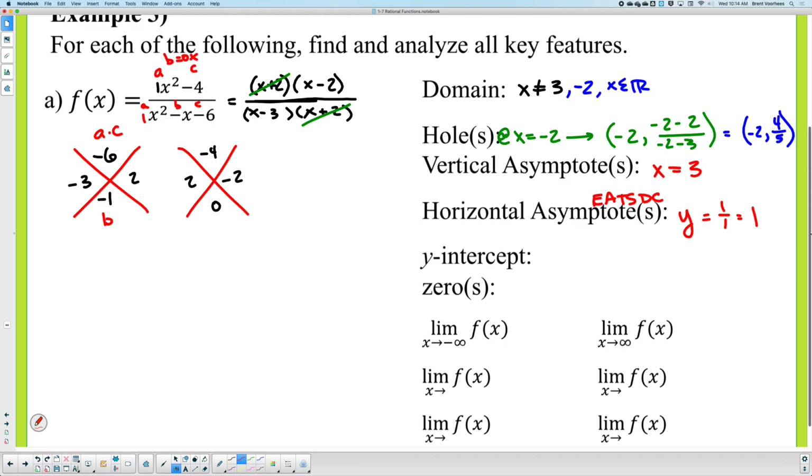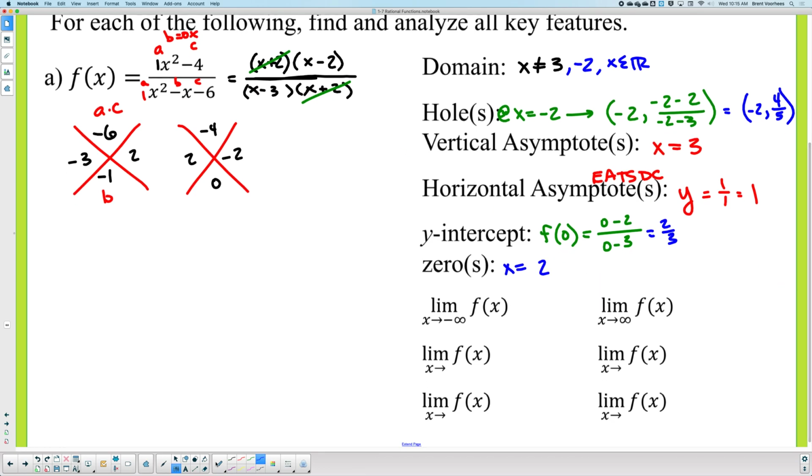The y-intercept occurs anytime you plug in 0. I'm going to use the simplified version. It'll be easier. So it'd be 0 minus 2 over 0 minus 3. Negative 2 divided by negative 3 is 2/3. And finally, a 0 occurs when the numerator equals 0. Using the simplified version, when would this equal 0? At 2. So now let's graph this without a calculator.